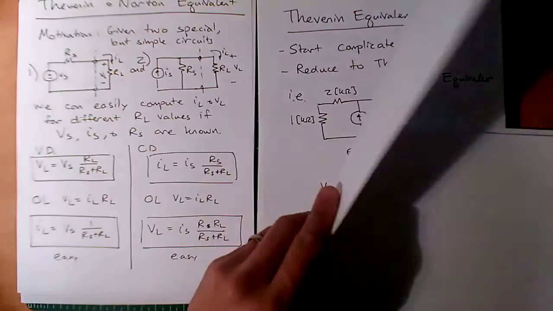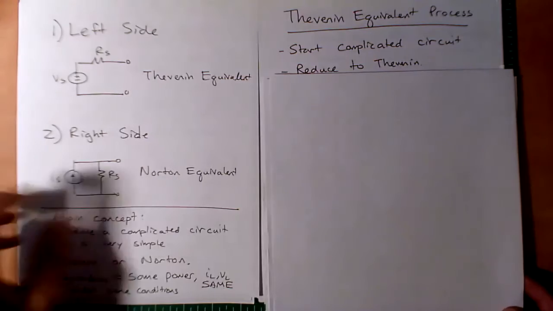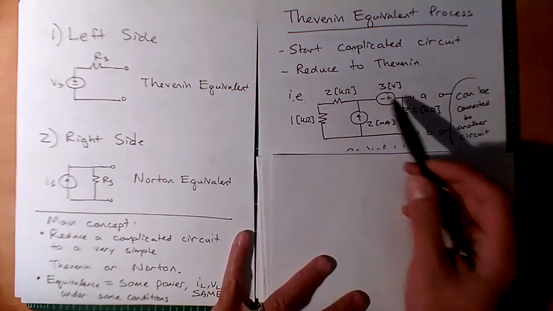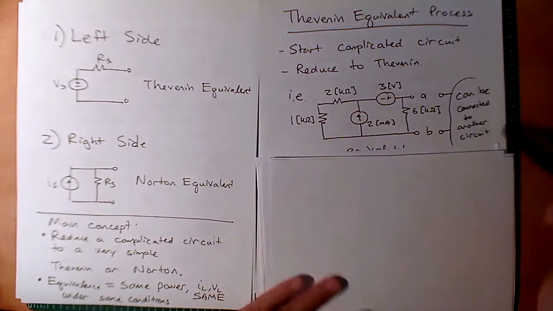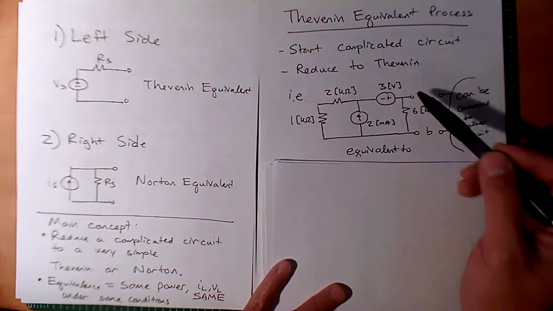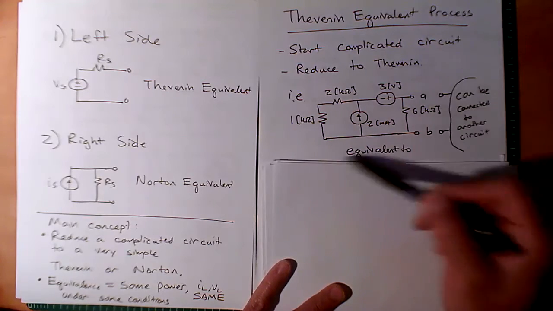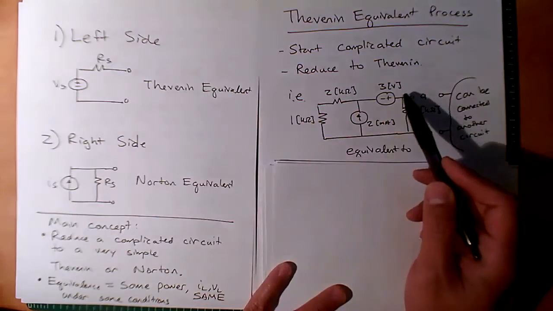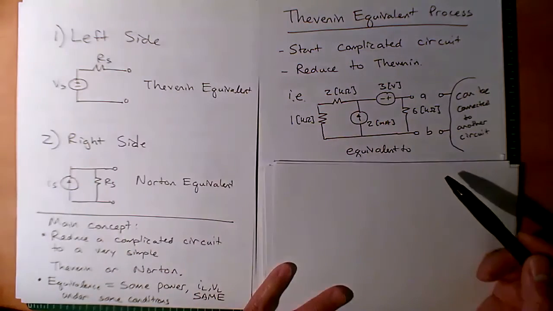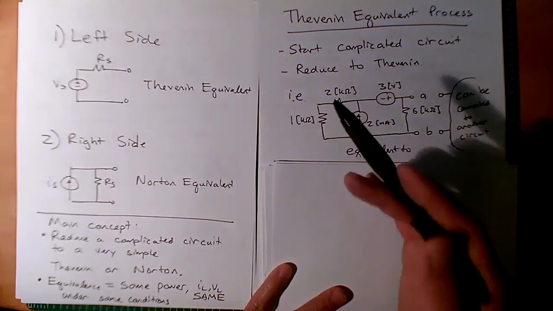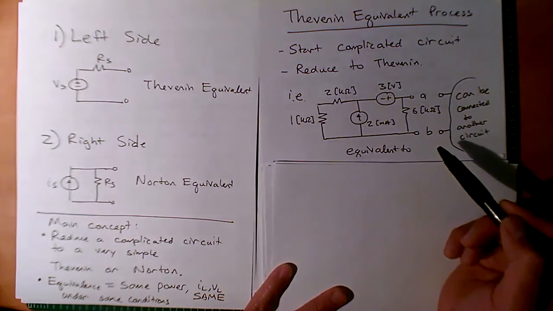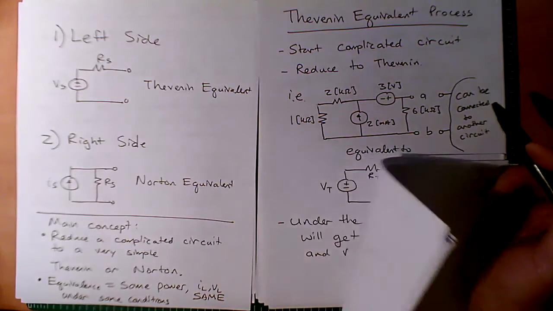So let's look at the process. Okay. So let's say we start with a complicated circuit. And so here's an example of a semi-complicated circuit, and you could have it connected to some other circuit, right? But what we're saying is, let's see how we would reduce this thing to just the Thevenin. So if I can take all this and reduce it down to just a voltage source and a resistor in series, right? That would be really nice, because then you don't have all this like craziness going on.